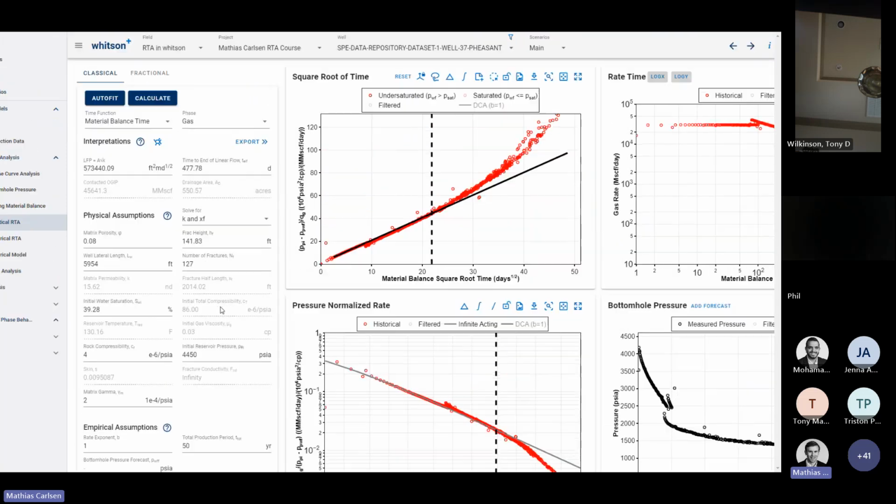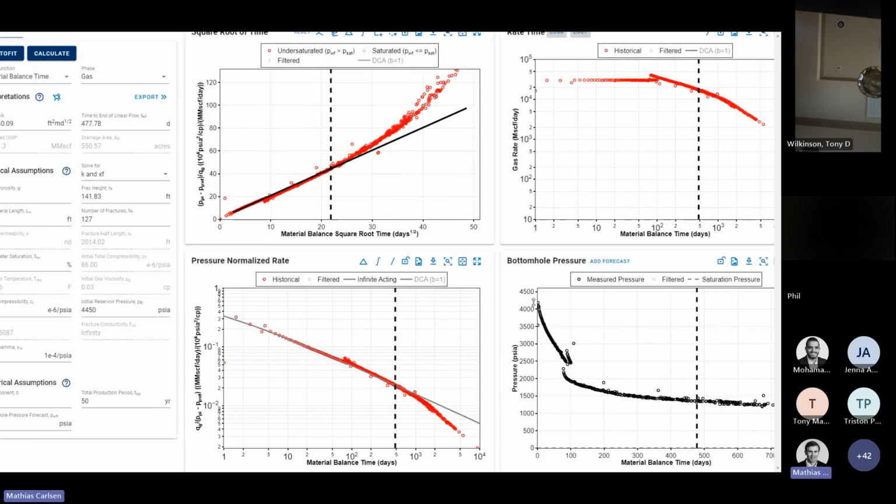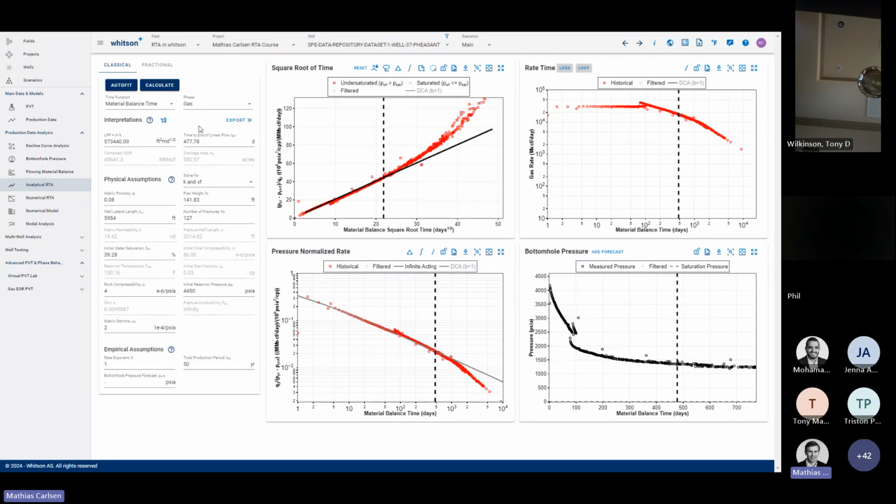The main RTA pieces, the main things people are using RTA for: first, calculate these rate normalized pressures and pressure normalized rates, getting an A root K and a contacted pore volume, and this time to linear flow number up. That's some of the key things they're using classical RTA for. So this is what we have to the left here. Then we're going to go through each of these plots and what they are. And I'm actually going to start with this pressure normalized rate plot.